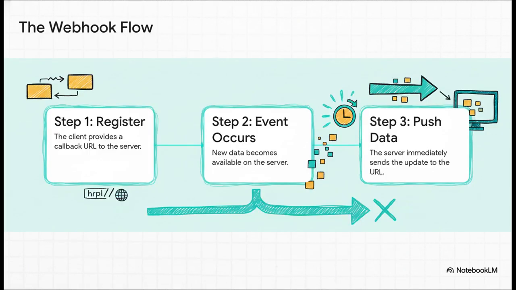And the flow for this is just so much cleaner. Step 1, the client just gives the server its callback URL. It's basically saying, hey server, if something happens, let me know right here. Step 2, an event happens. And step 3, the server instantly sends the data. It's a straight line, not a loop. It's simple, it's direct, and it's all driven by the event itself.